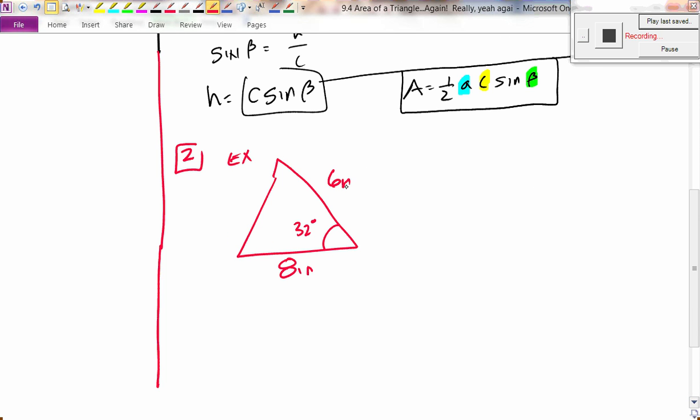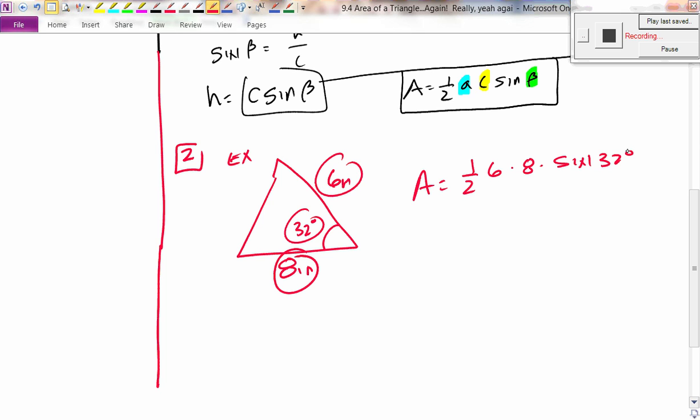Well, we know since we're given side angle side, we're going to say area has to be 1/2 times 6 times 8 times the sine of the angle that's included between the two sides given. So area must be 1/2 of 48 times the sine of 32.